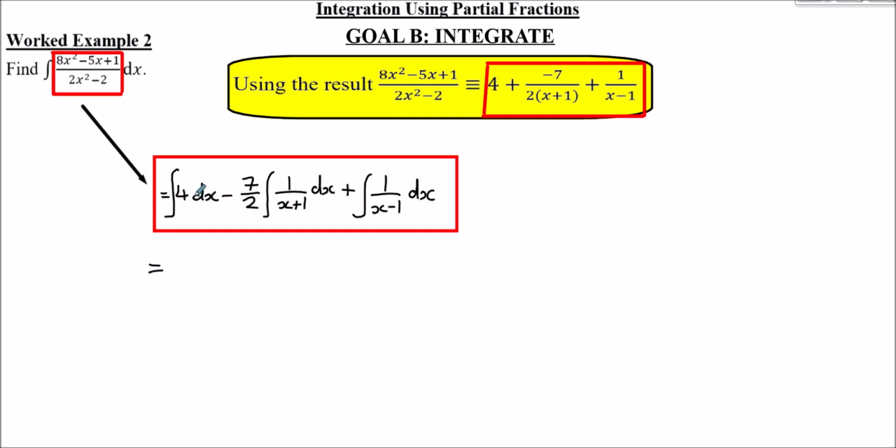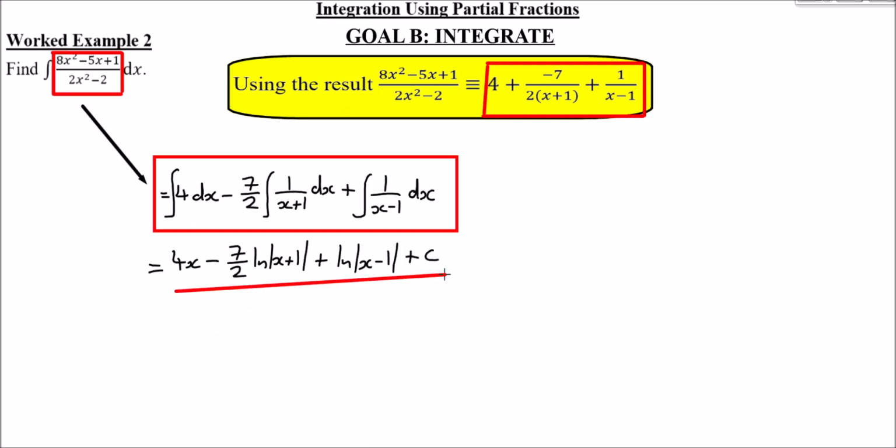So step by step, this here will just give us 4x. Over here I'm going to get minus 7 over 2 ln mod x plus 1, and over here plus just ln mod x minus 1 plus c. So if I want to neaten this up slightly, I can do. I'll leave it like this for now though, because that is a valid solution.